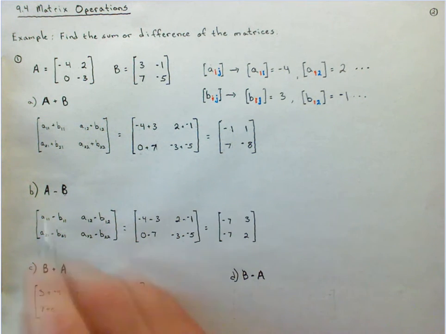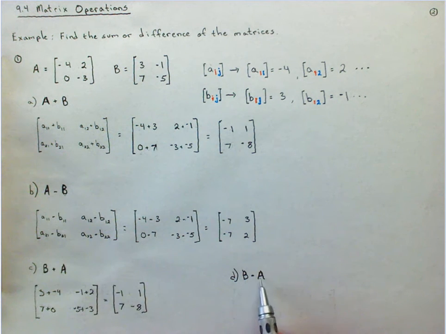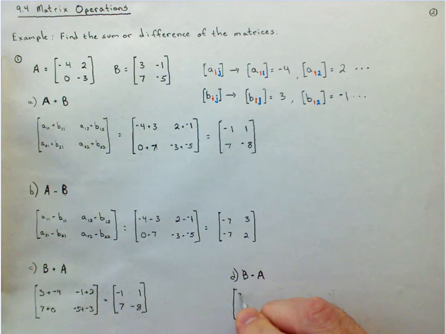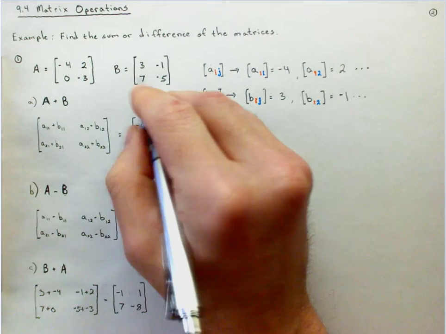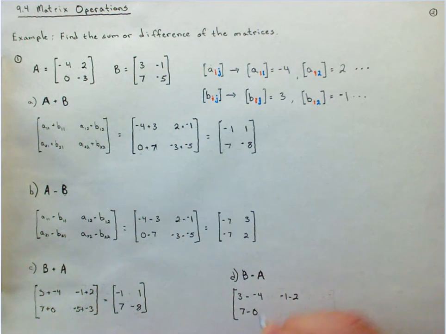But this answer here, A minus B, is not going to be the same as B minus A. So I'm going to have my values of B: 3 minus a negative 4, and a negative 1 minus 2, and then 7 minus 0, and then a negative 5 minus a negative 3. That'll give me my new matrix. I end up with 7, negative 3, 7, negative 2.